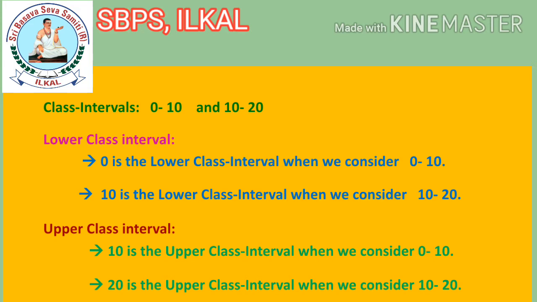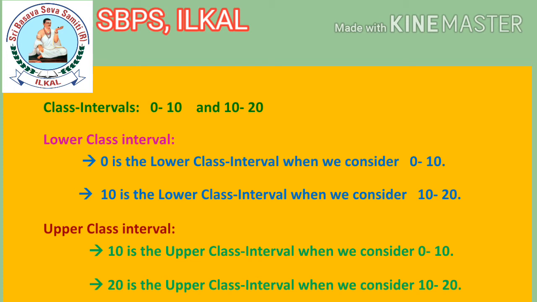One more new word, class intervals. While drawing the histogram, again and again I used the word class interval. We consider it on the x-axis. What is a class interval and how many types are there? Let us observe. 0 to 10 and 10 to 20. If you consider two class intervals, in that, the first one has the lower class interval.